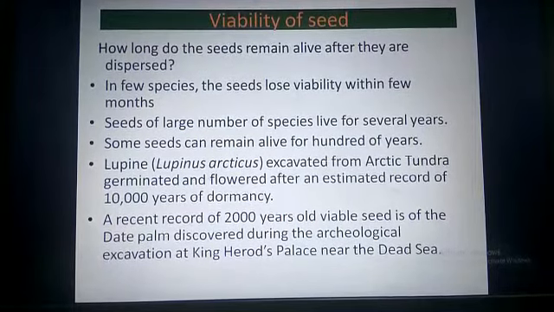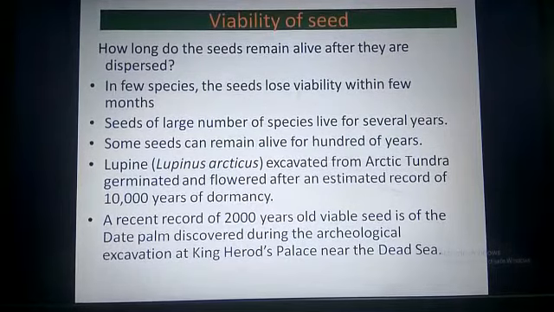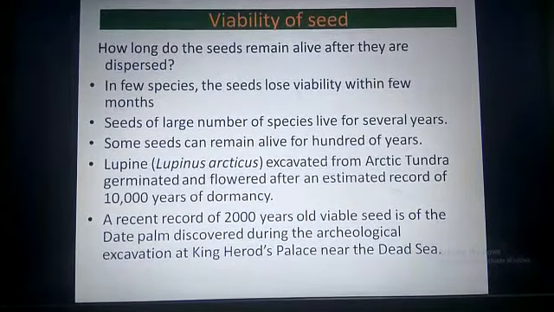Lupinus arcticus, excavated from the Arctic tundra, germinated and flowered after an estimated record of 10,000 years of dormancy. The seeds of Lupinus arcticus remained dormant for 10,000 years, and after that, the seed germinated and flowered. A recent record of 2,000 year old viable seeds is of the date palm, discovered during the archaeological excavation at King Herod's Palace near the Dead Sea.